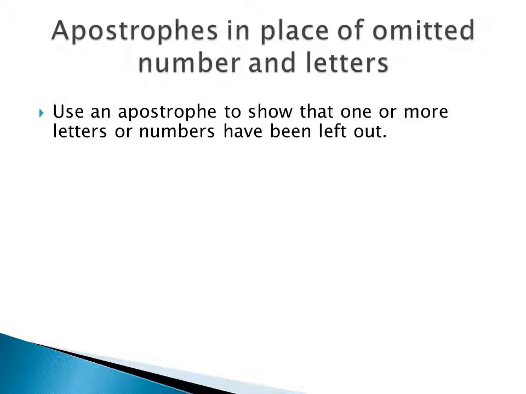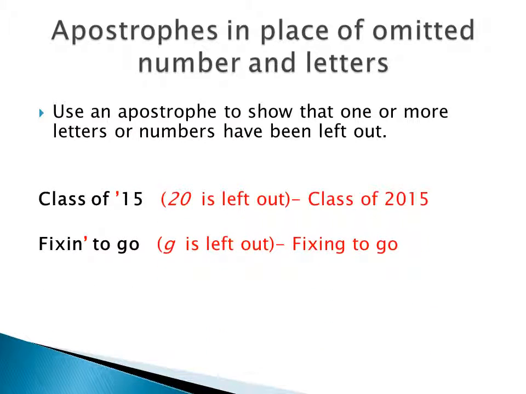Apostrophes also can work in place of omitted numbers and letters. You need to use an apostrophe to show that one or more letters or numbers have been left out. For example, you could say that you are a graduate of the class of 2015. But to say this in an abbreviated way, you could say class of '15. The apostrophe takes the place of the 2 and the 0.